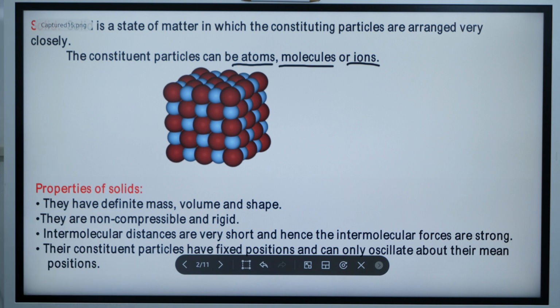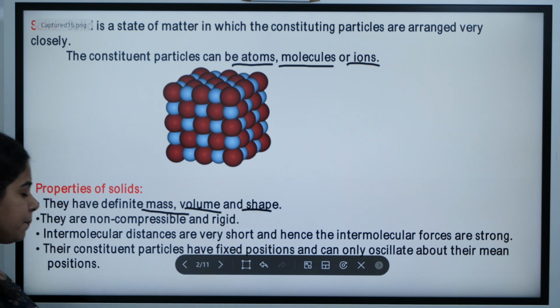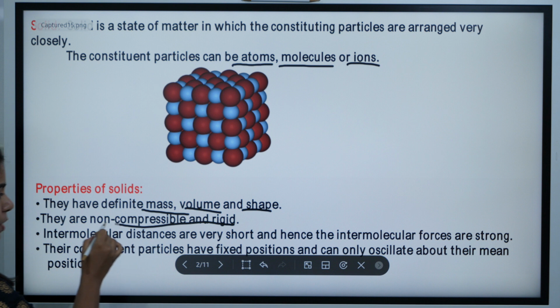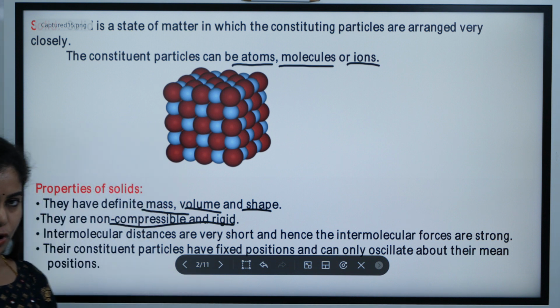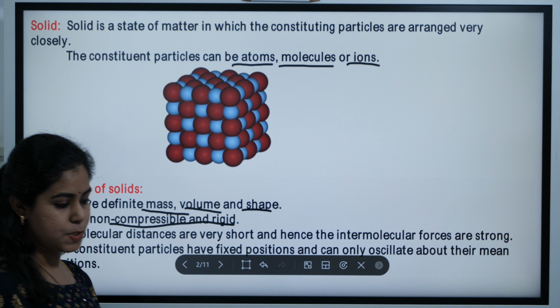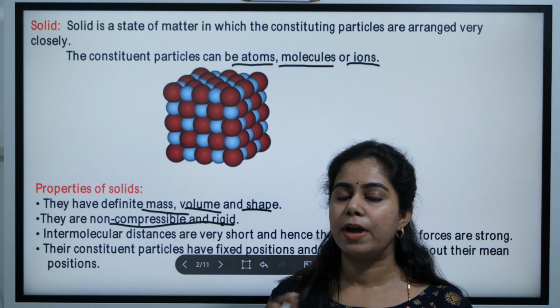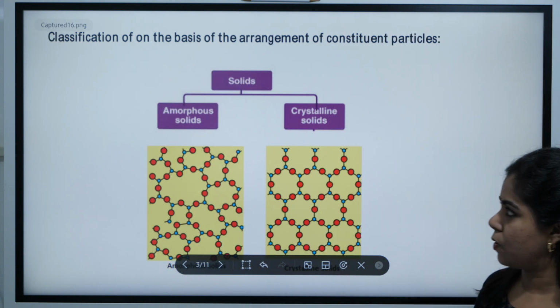Talking about the properties of solids, we know that they have definite mass, volume and shape, and solids are non-compressible and very rigid. The intermolecular distances are so short, and hence the intermolecular forces of attraction are so strong, because they are so closely packed. The constituent particles have fixed positions in their lattice points and hence they can only vibrate about their mean positions. So these are the properties of solids.